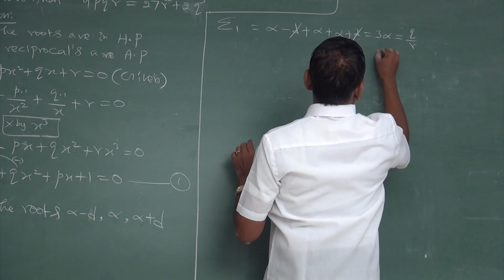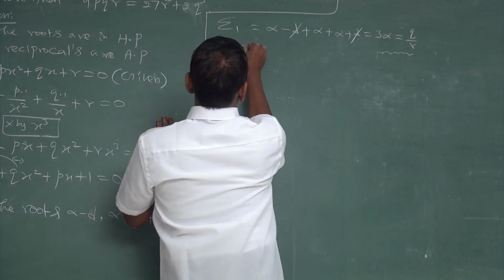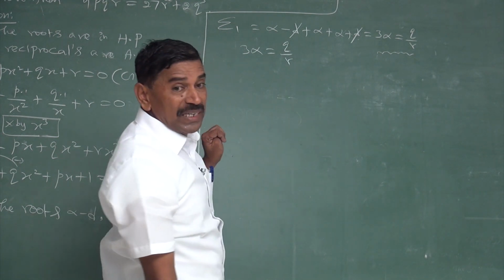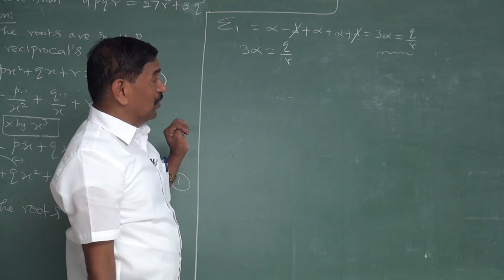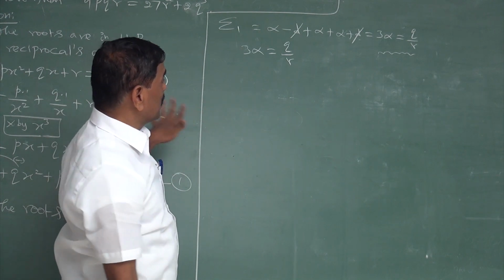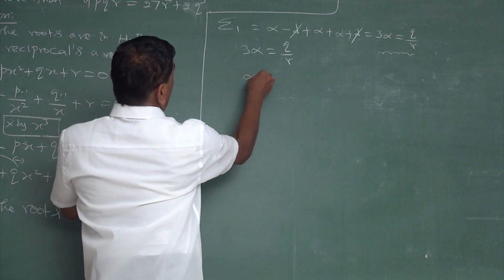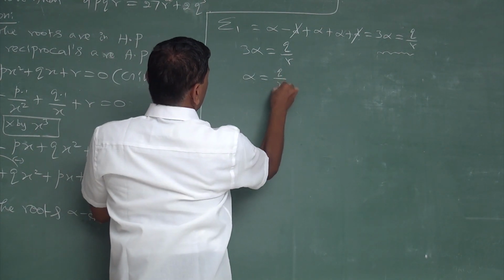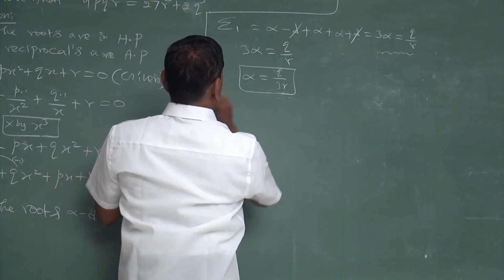Okay, now consider the last two. That is 3 alpha is equal to minus q by r. Then can you tell me the next step? Good, we can make alpha equal to something. Can you tell me what alpha is equal to? Yes, correct, minus q by 3r. Okay, box it.